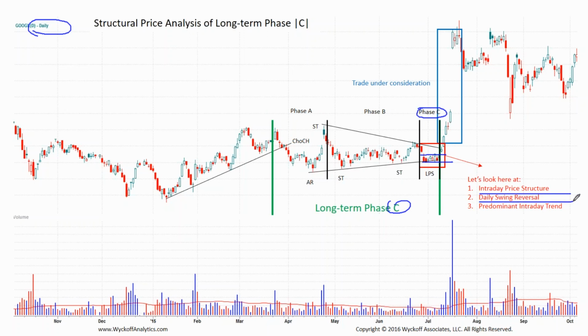We want to understand the daily swing reversal, and then we'll talk about the predominant intraday trend, which will help us understand how we're going to use the stop loss. Still, the trade under consideration is all of this.